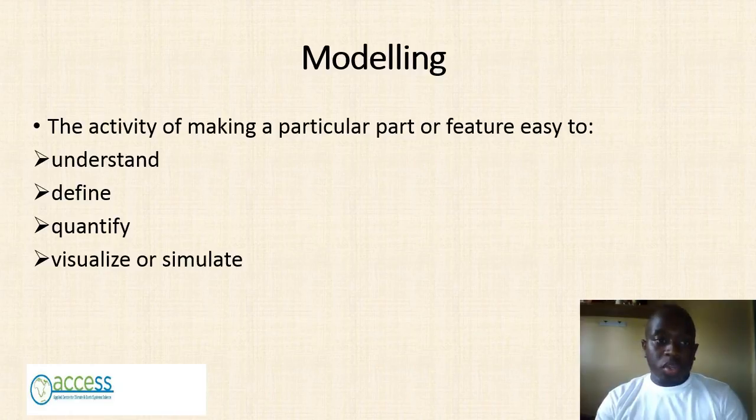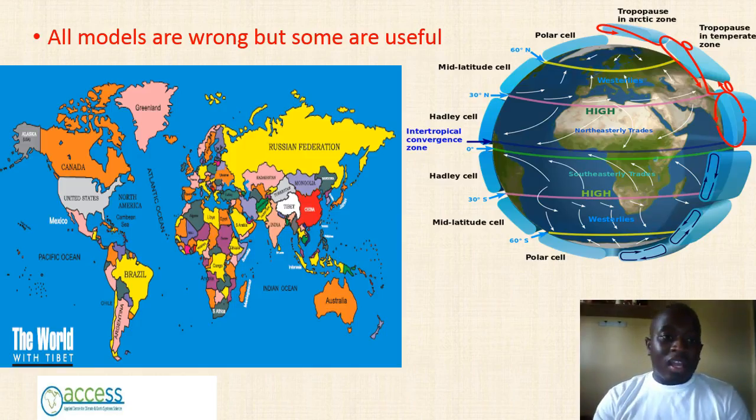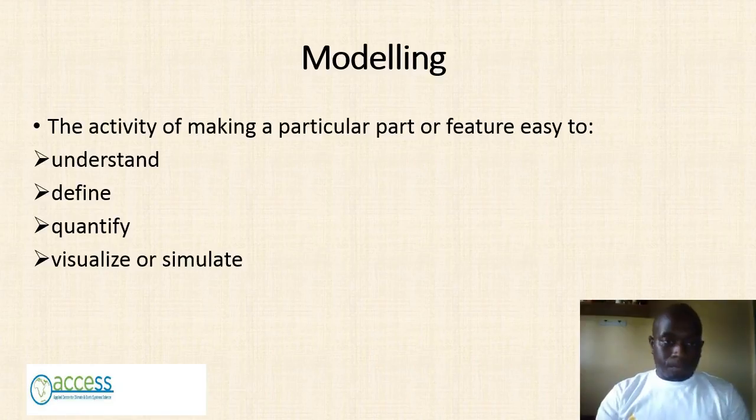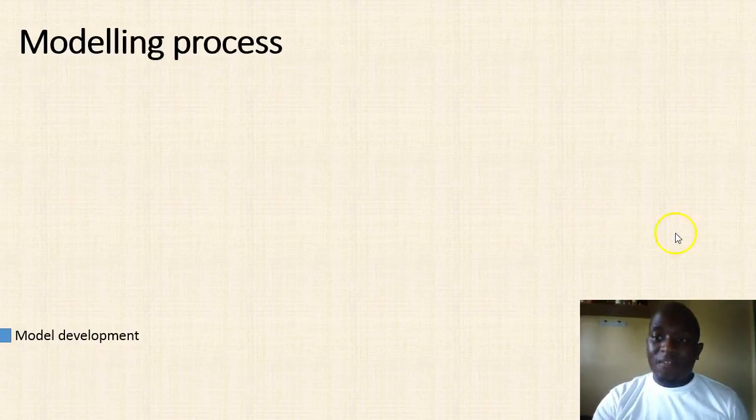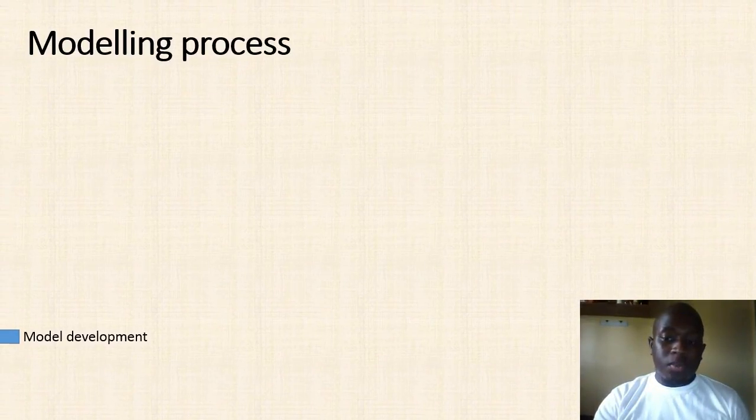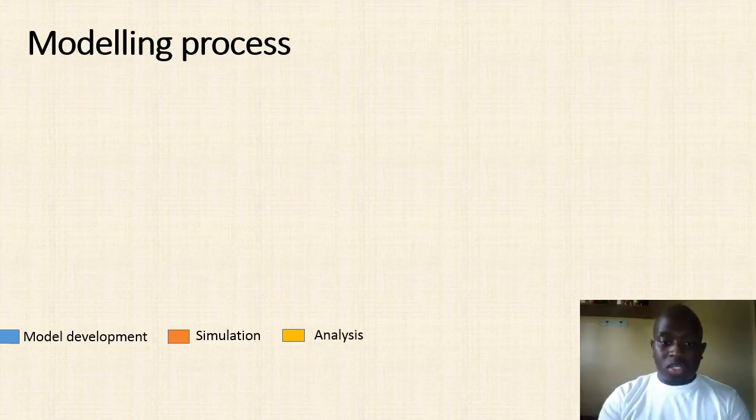If you look at the two previous examples where I was showing you that all models are wrong but some are useful, and the example of a model, it's easy to understand them. It's easy to visualize how the earth is situated and how the shape of the earth is what it is. And you can easily quantify, and that's what modeling does. But with modeling, we need a modeling process. And in a modeling process, we have three phases. The first one is model development, the second one is simulation, and the third one is analysis.